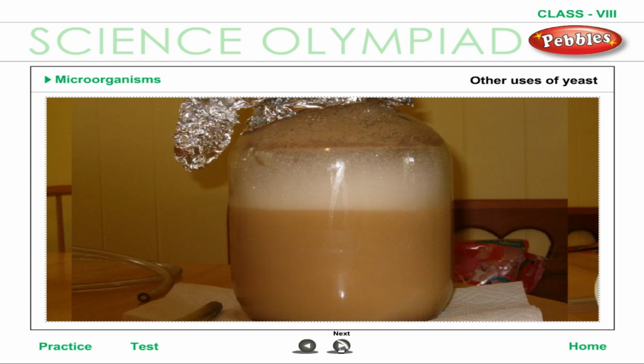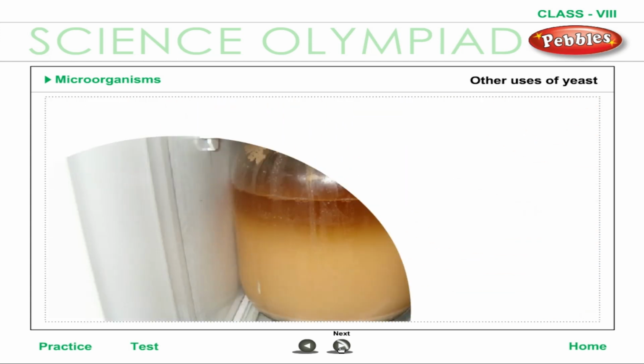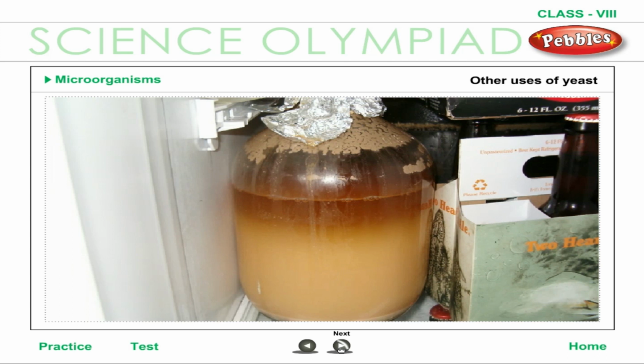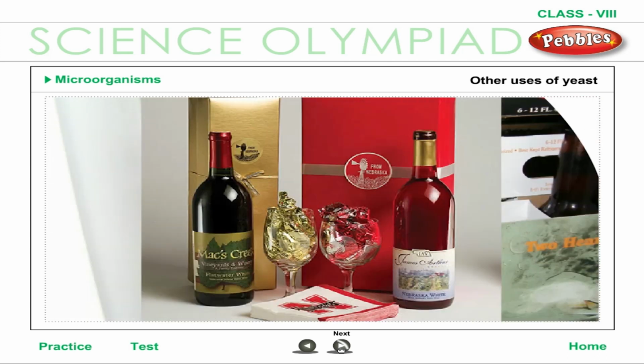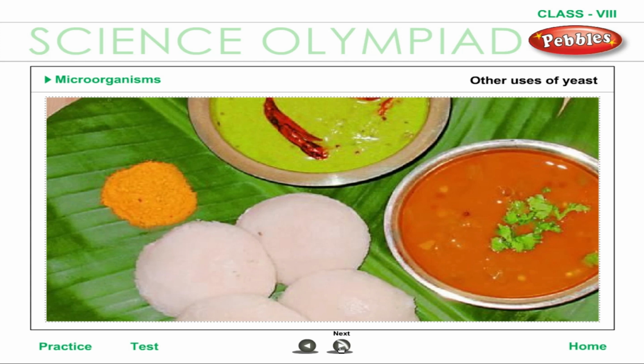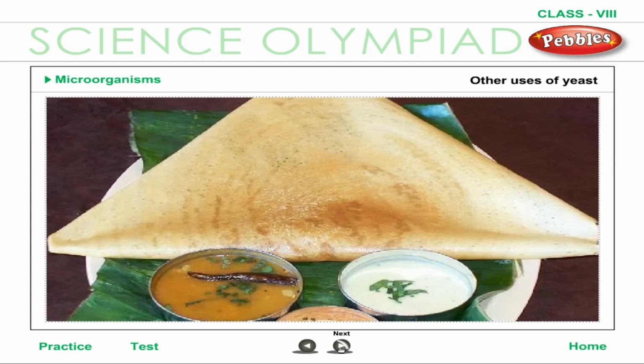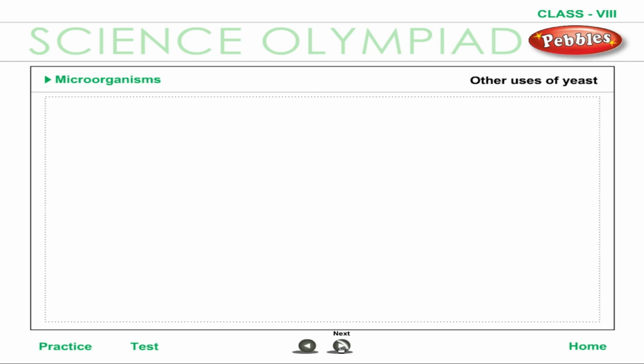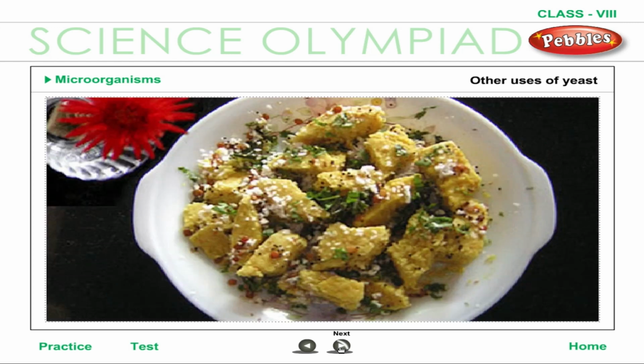In winemaking industries called breweries, sugar present in barley and grape is fermented by yeast to give alcohol and carbon dioxide. Some Indian foodstuffs like idli, dosa, popular in South India, and dhokla, popular in Gujarat, make use of the process of fermentation for their preparation.